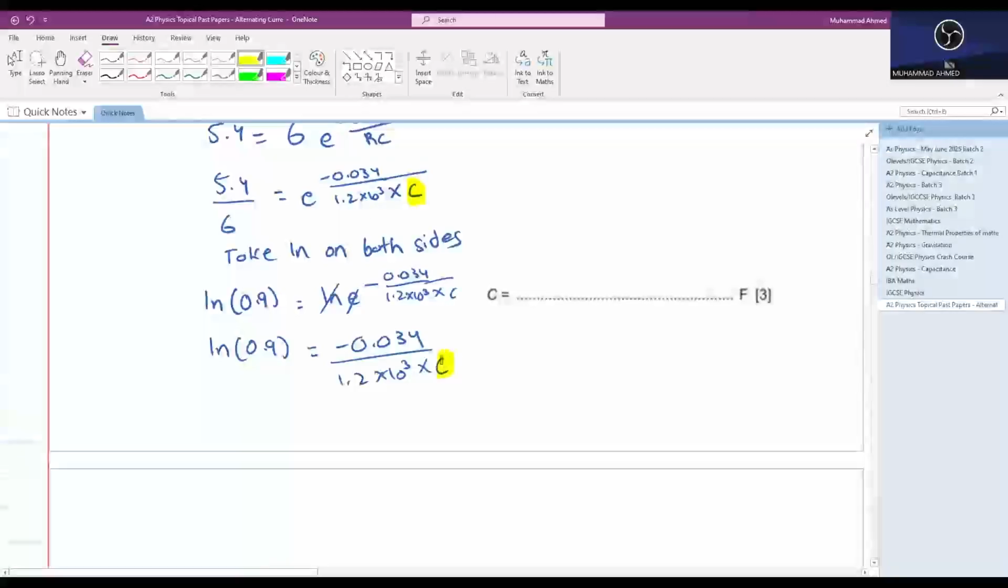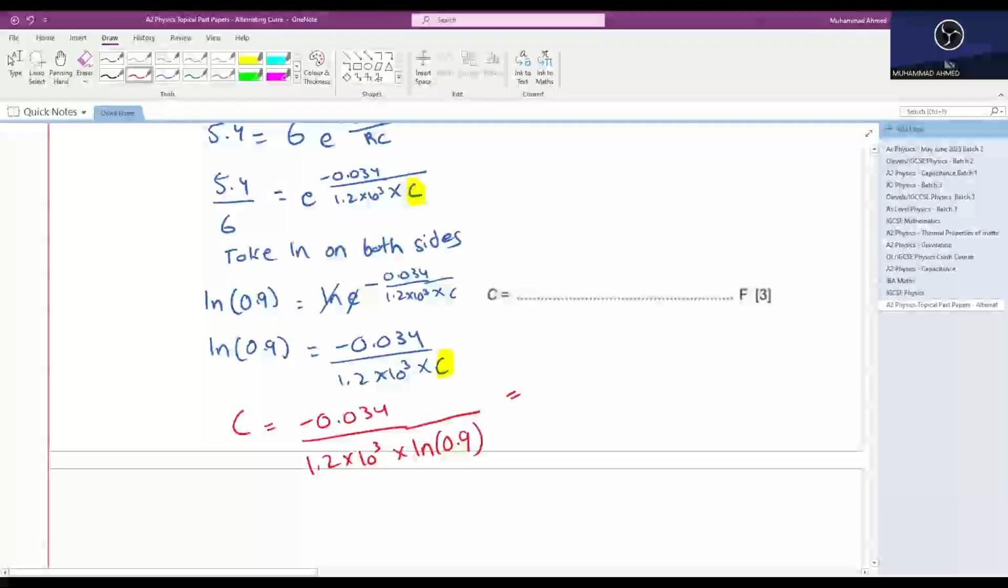I have to calculate C. So let's make C the subject here. C is equals to negative 0.034 divided by 1.2 into 10 to the power of 3 multiplied by ln 0.9. You just have to put this value in the calculator and you will get your final answer. That comes out to be 2.7 into 10 to the power of minus 4 farads.